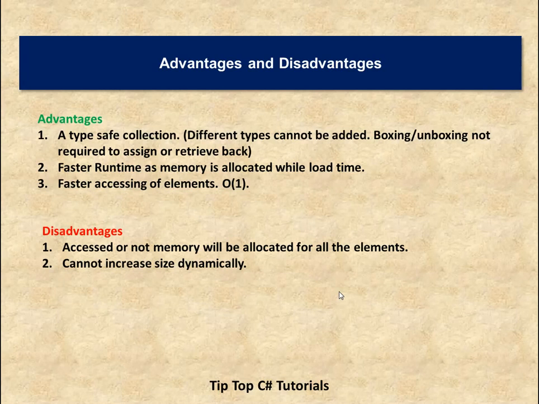What are the advantages from a language perspective? Array is type safe. What exactly is type safe? If you declare an integer array, you cannot insert a string into it.